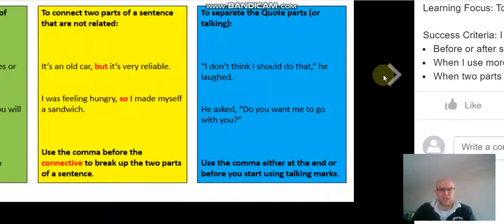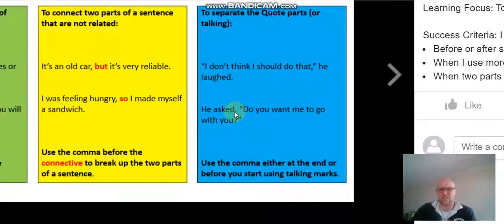And the last one, which we did actually practice a little bit last week, and possibly the week before as well, is when someone's talking in your writing and you've used what they call quotation marks or talking marks, you have to use a comma. So here it says, I don't think I should do that, comma, he laughed. So before the last quotation mark and before the end of the person speaking, you have to use a comma. But it can also work like this. He asked, comma, do you want me to go with you? Question mark. So it's before that person spoke as well.